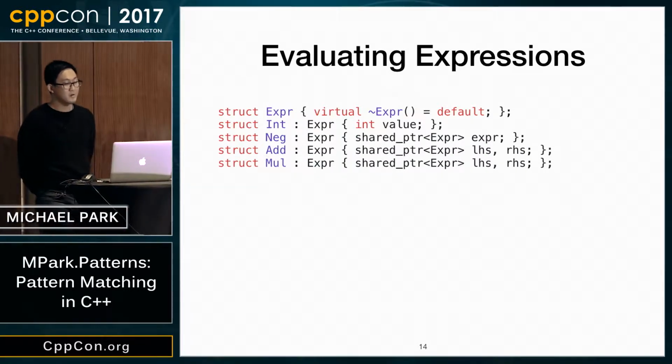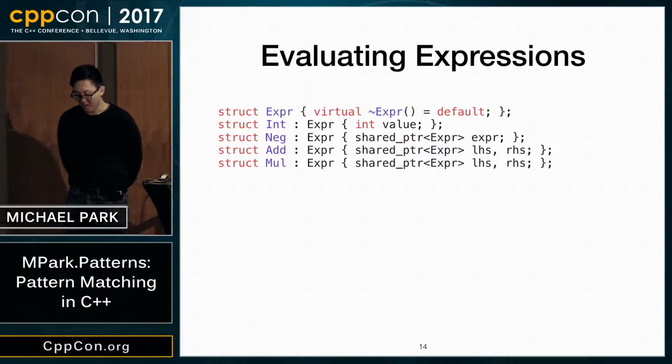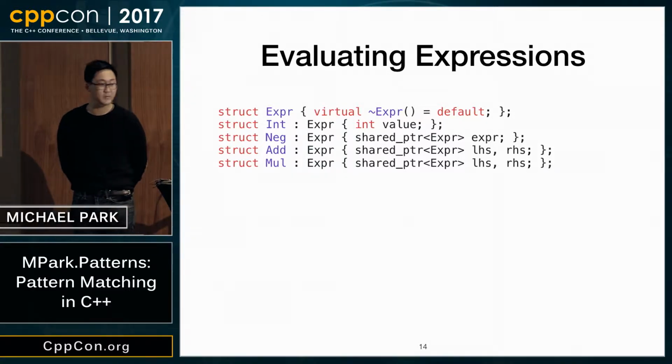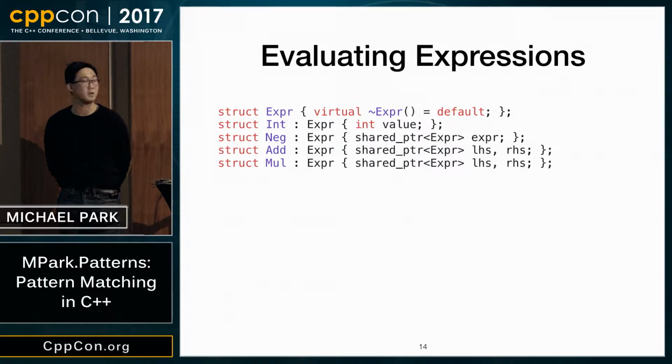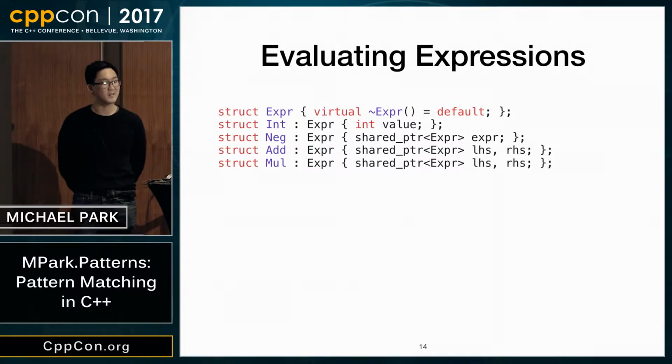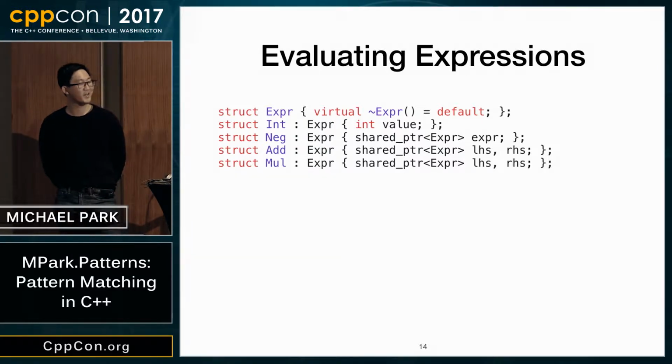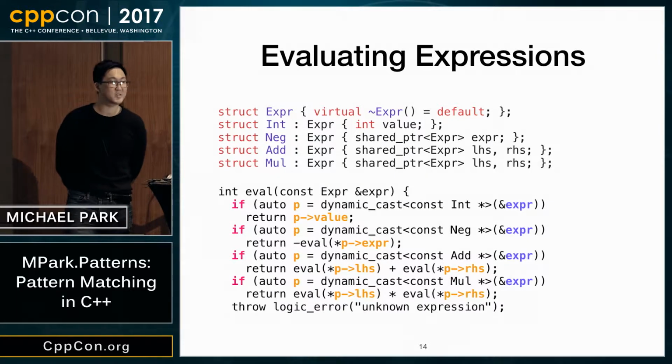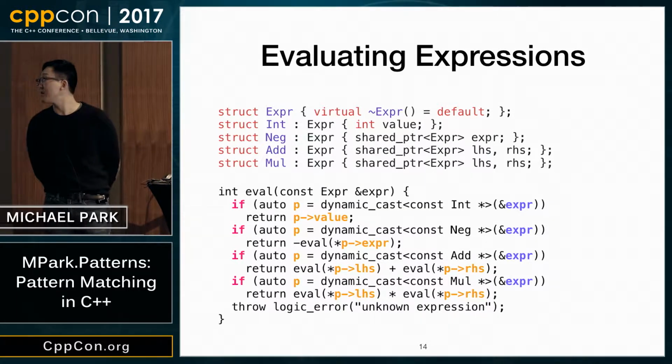So this is the analogous example in C++. I'm going to use a shared pointer here. You might have noticed that. That's just for me to cheat later on. You'll see how I cheat later. I'm not going to hide the fact that I'm cheating here. Okay, so this is one way in which you might write your eval function.